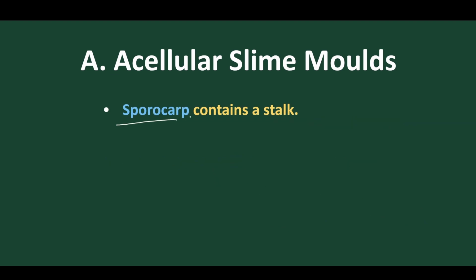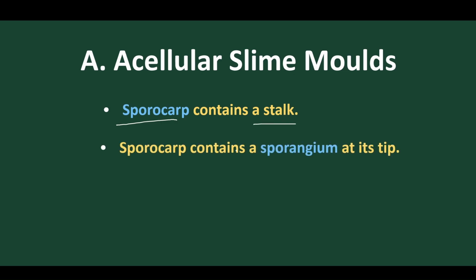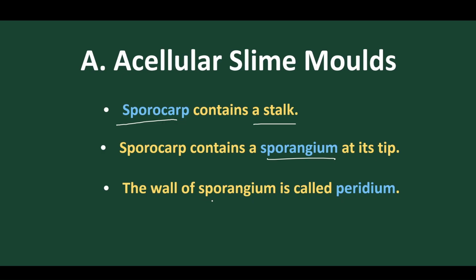The sporocarp contains a stalk, and the sporocarp contains a sporangium at its tip, and this sporangium wall is called the peridium. For example, suppose this is the fruiting body. Got it? So the stalk is called the sporangiophore.